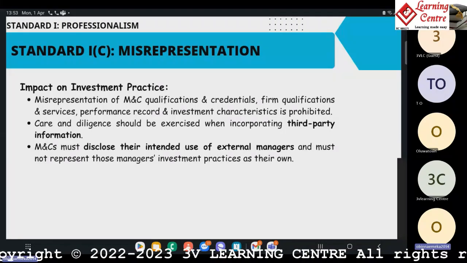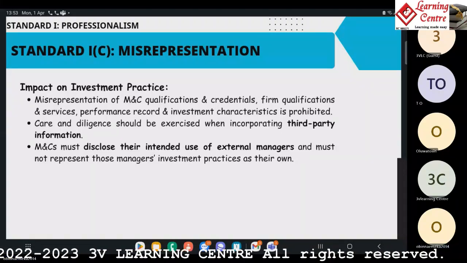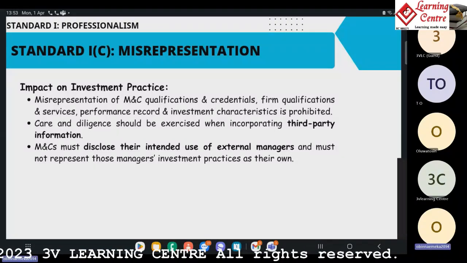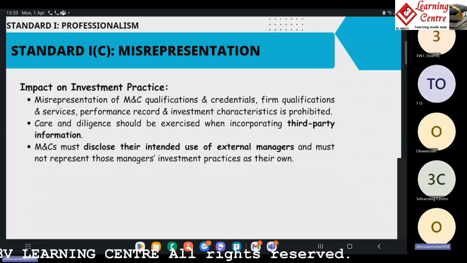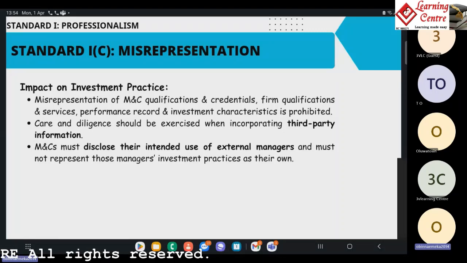You are also not allowed to misrepresent the qualifications of your firm and the services your firm can offer, also the performance record of your firm and the investment characteristics. According to this standard, you are not to misrepresent any of those things.